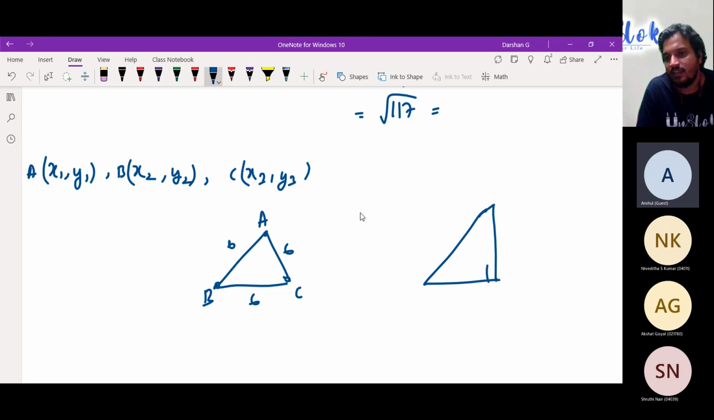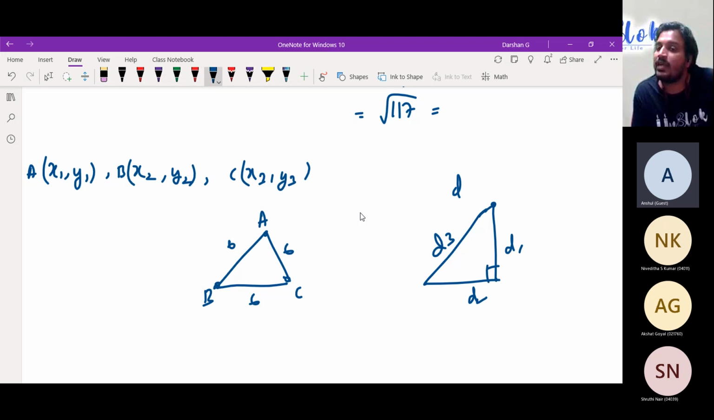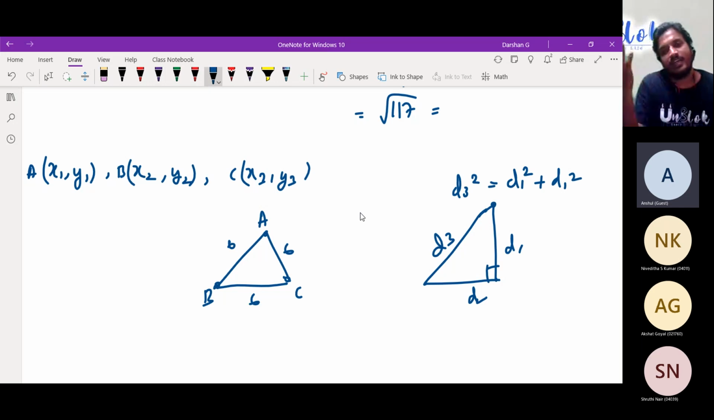You will be finding the distance formula of this, D1, D2 and D3, and then see if this somehow satisfies the Pythagoras theorem. If it satisfies, you will tell it's a right angle. If it doesn't satisfy, you'll tell it's not a right angle. Pretty much simple, nothing much different.